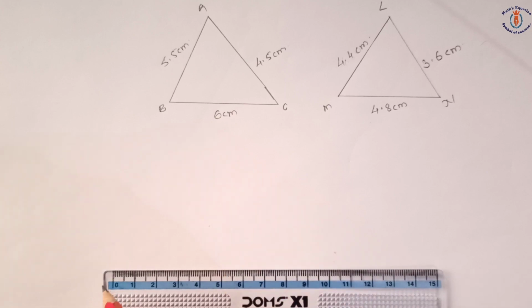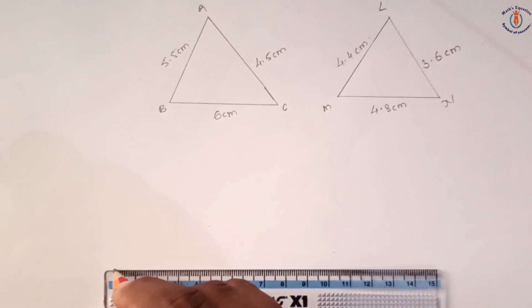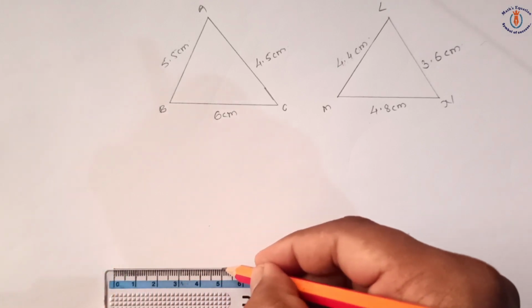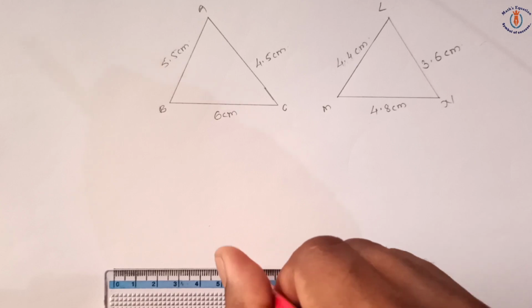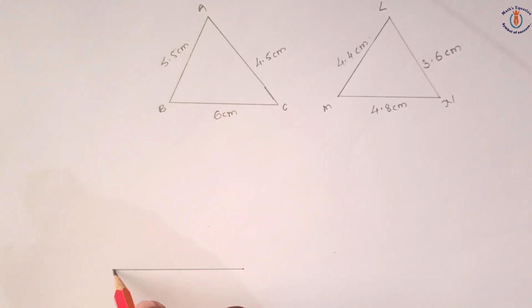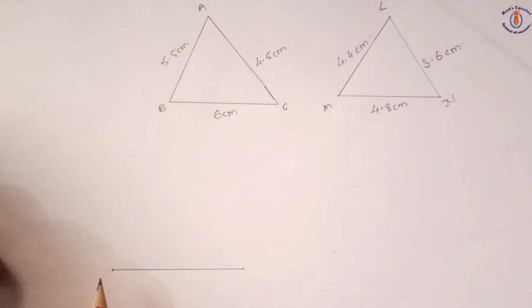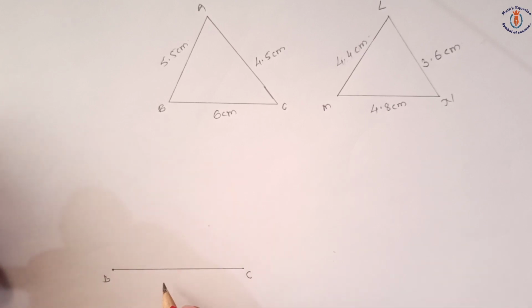Look at here, here is a 0. 6 centimeter up to here. Now this is side BC. This is BC, which is 6 centimeter.